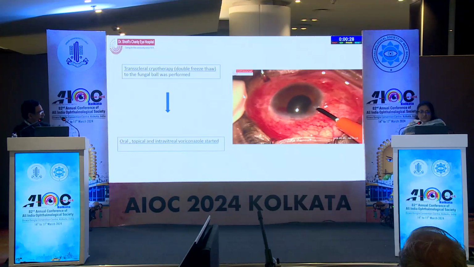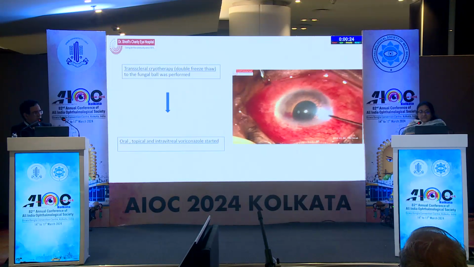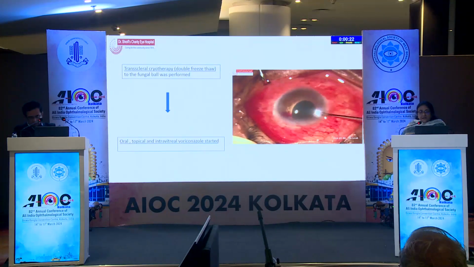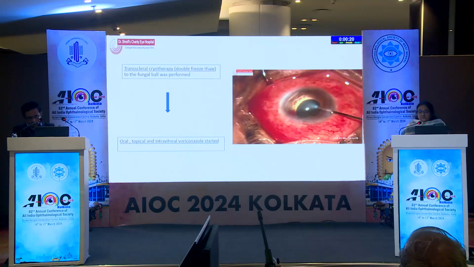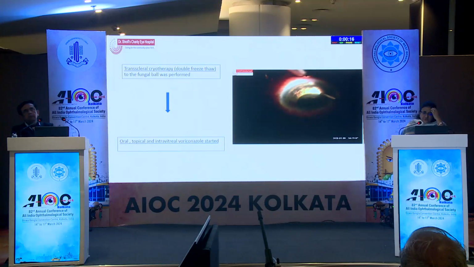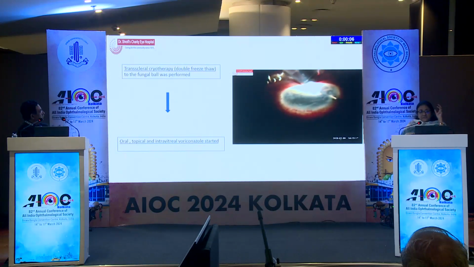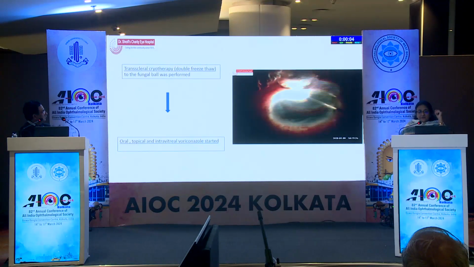And this is just a short video. This is something which we do when we see these fungal balls behind the iris, because we know that this is already a vitrectomized eye. And this basically helps to destroy the fungal cells. So this is the cryo probe. And on depression, you can actually approach the fungal ball area behind the iris. And with the double freeze thaw, you can actually damage the fungal cells.